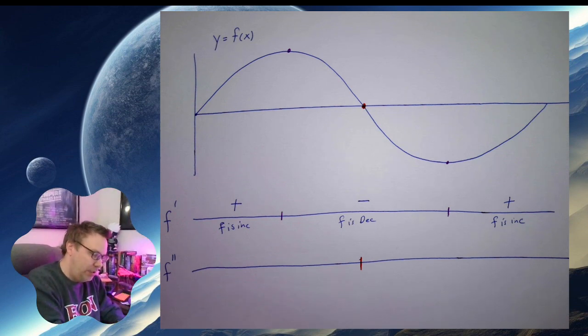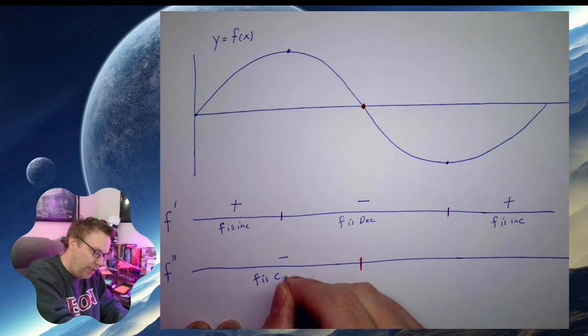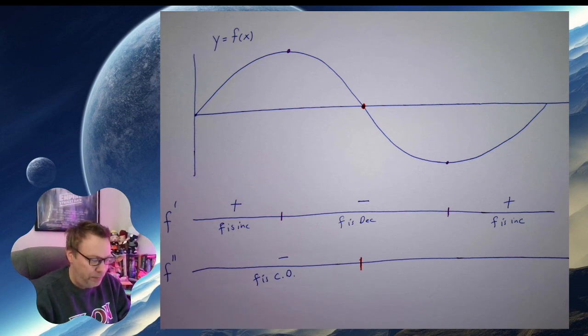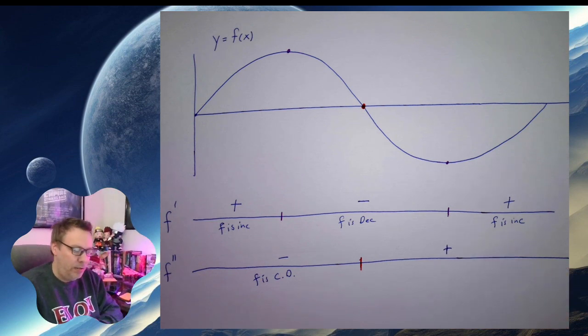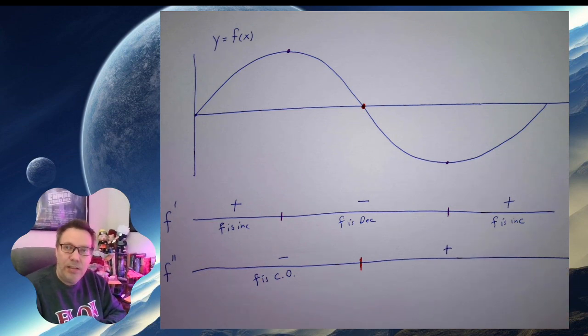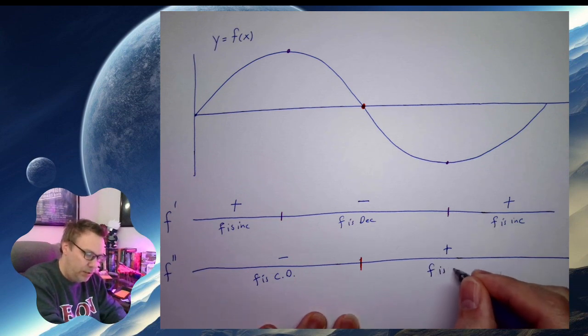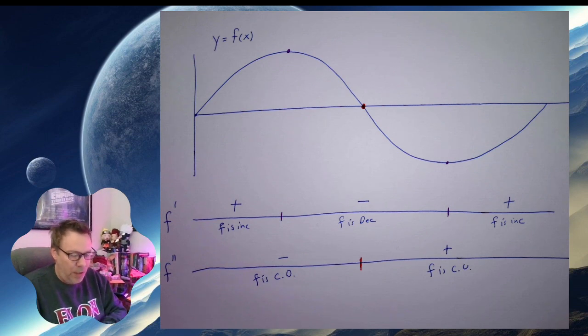I will label this with a minus sign, and I will say f is concave down. I will abbreviate concave down. f is concave up there, and I will label this with f is concave up. And those are some first and second derivative lines based off of a graph.